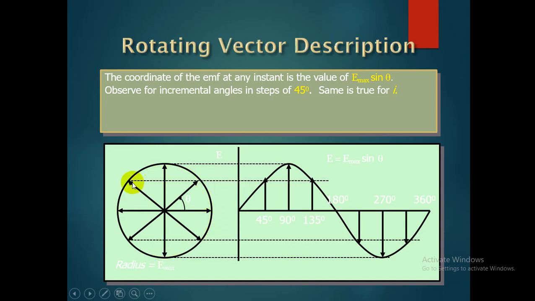When you draw the projections from these end points towards the right and join those points, we definitely get a sinusoidal waveform.